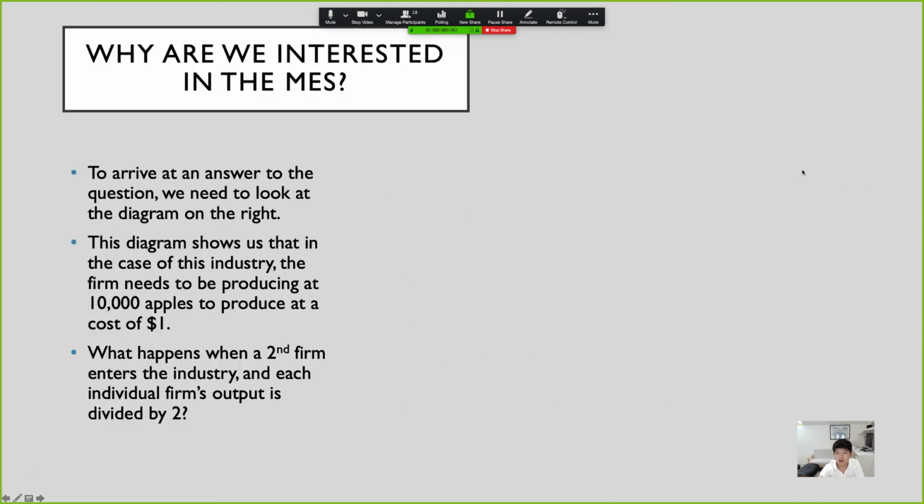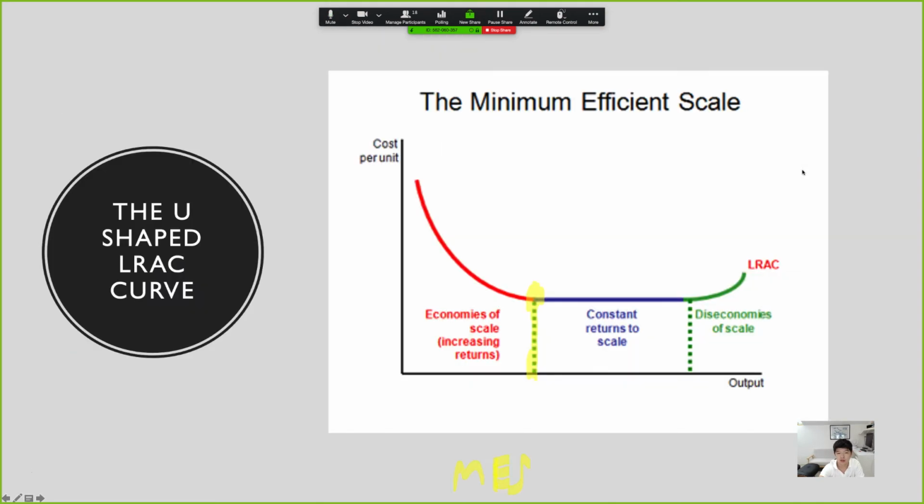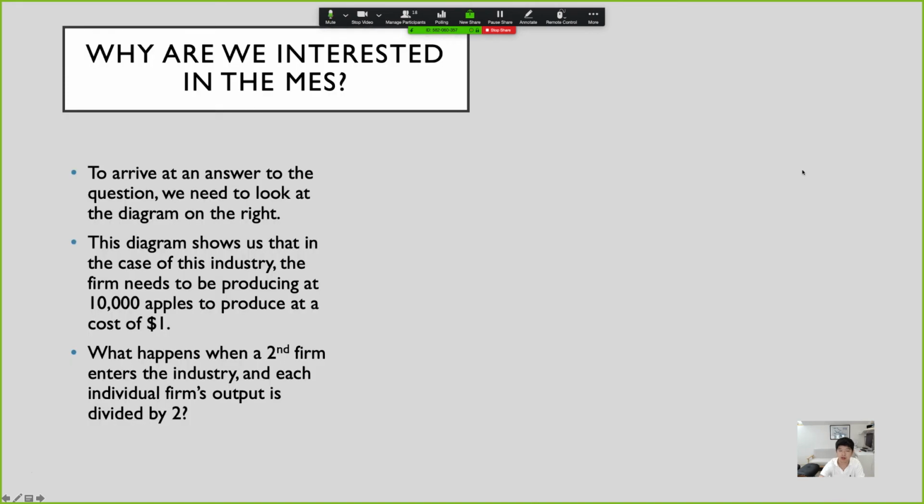I don't know why the diagram disappeared, but never mind, I'll draw this for you in a minute.